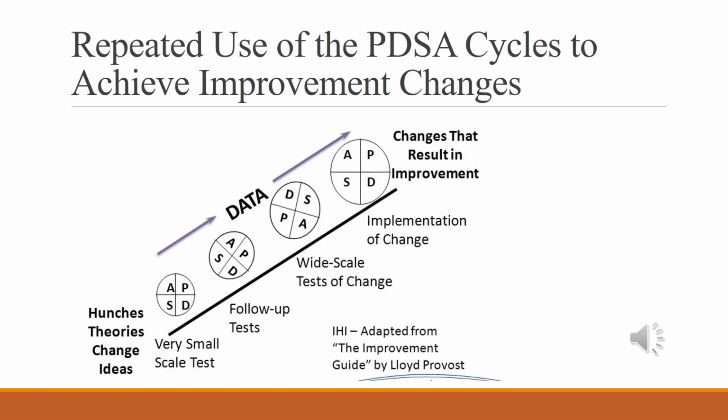To achieve improvement change, you cannot depend on a single PDSA cycle. This slide shows you that it is important to perform a series of PDSA cycles to achieve improvement changes. As you can see, the PDSA cycle is continually moving up the so-called ramp. What it means is that the first PDSA cycle should be a very small scale test. Thereafter, you perform follow-up tests before you implement it organization-wide. And finally, once you think the change is good enough, you can make it a permanent change.